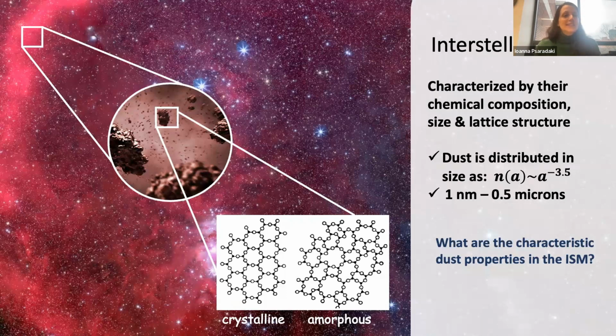Now, interstellar dust is obviously the protagonist of this talk and is characterized mainly by three things that we study nowadays, especially with the X-rays. One is the chemical composition, what's the chemistry of interstellar dust. The other is the size distribution of dust grains. And the last is the lattice structure. And by lattice structure, I mean how the atoms in the grain are organized.